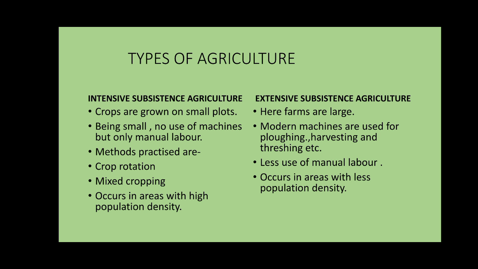Second, extensive subsistence agriculture. Here, the farms are large and modern machines are used for plowing, harvesting, and threshing. Less use of manual labor is there, and it is usually carried out in areas with less population densities.